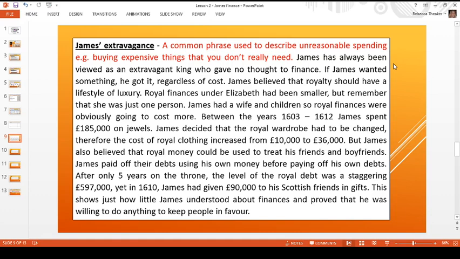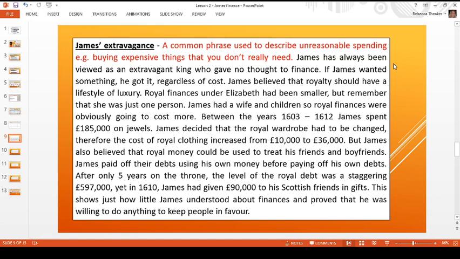So let's have a little look at some of the evidence to suggest that James was extravagant. Obviously you don't need to write all of this down, just pick out 2, 3, or if you can fit in 4 key examples to support James's extravagance. James has always been viewed as an extravagant king who gave no thought to finance. If James wanted something, he got it, regardless of cost.